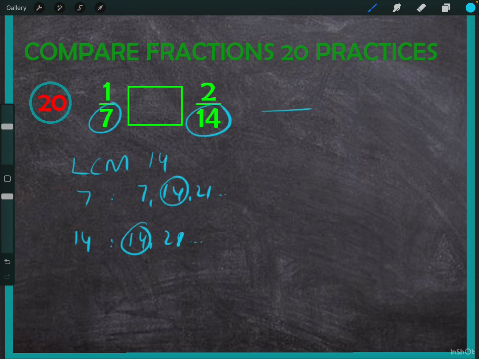From here, we will convert the two original fractions into two fractions with 14 in the denominator. The first fraction, we must multiply 7 by 2 and 1 by 2. So 2 over 14 is the equivalent fraction of 1 over 7. And the second fraction we just write again. From here, we have the two fractions with the same denominator, which is 14. We see the two numerators are 2. 2 equals 2, so 2 over 14 equals 2 over 14, or 1 over 7 equals 2 over 14.